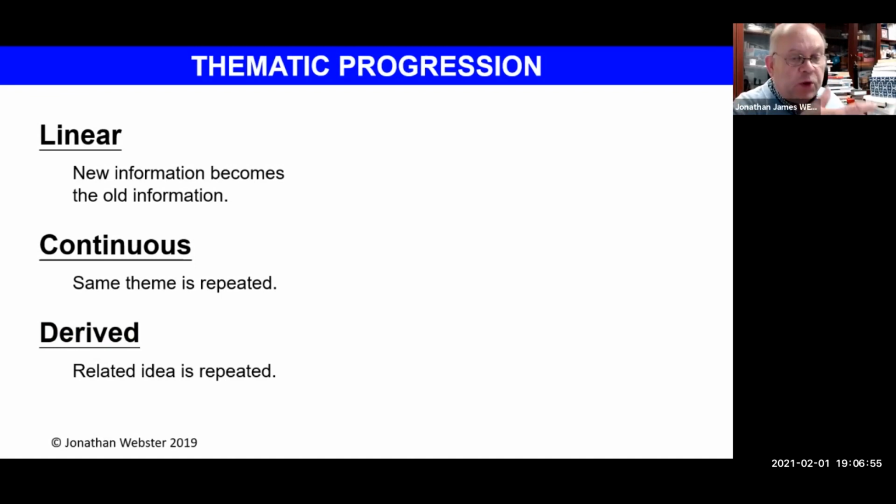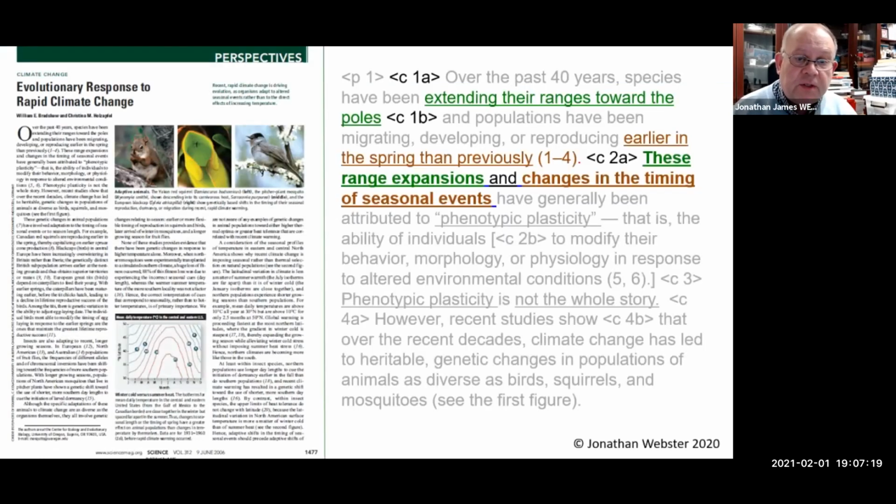Now, we said as you progress through the text, you are making continuous choices about what will be theme. And there are three possibilities: linear, continuous, and derived. Now, derived and continuous are quite alike in some respects. So let's deal with linear first. And again, I gave you this example, this journal article.